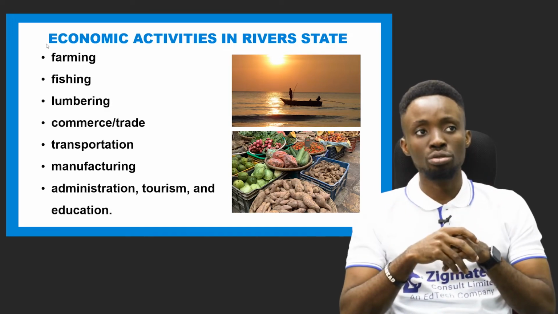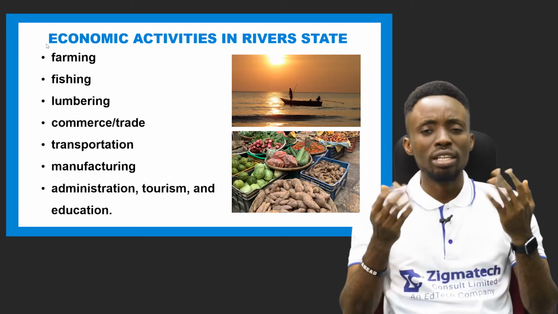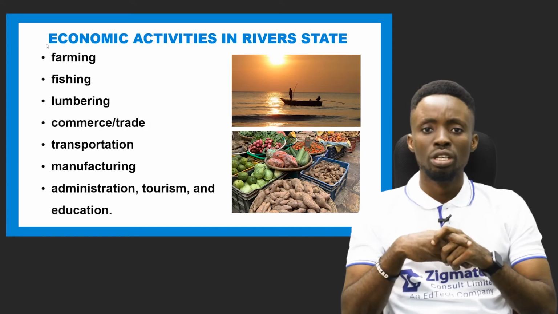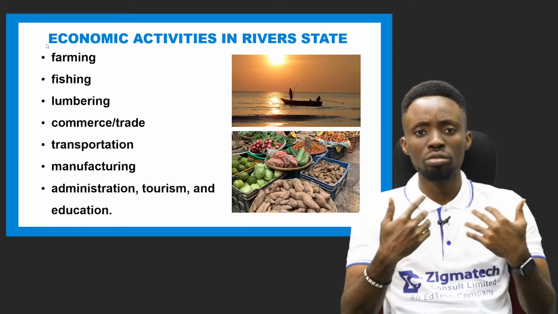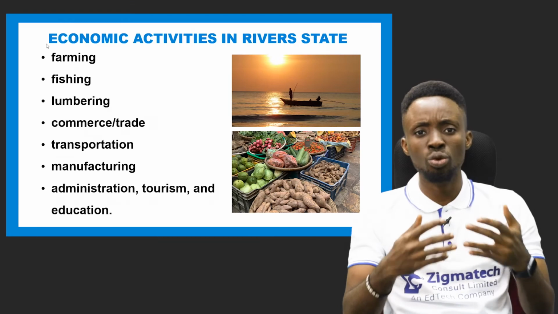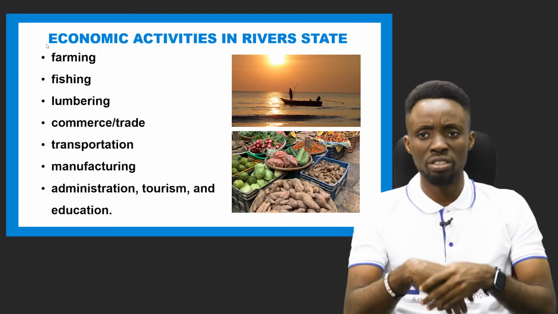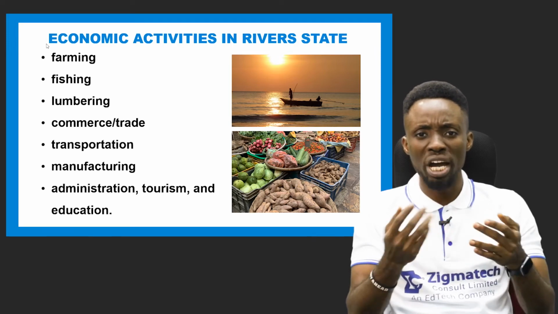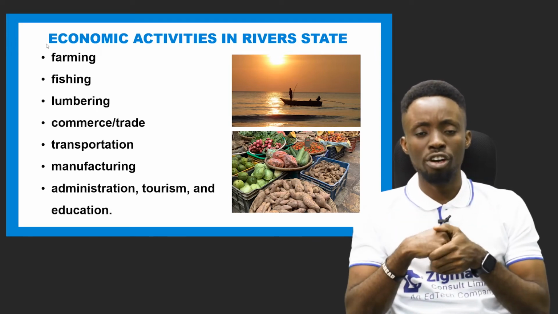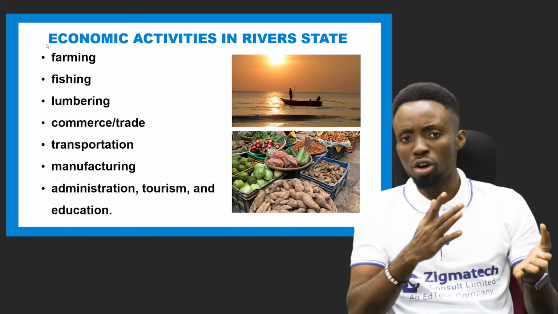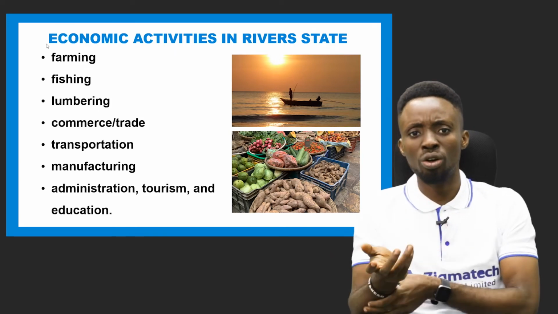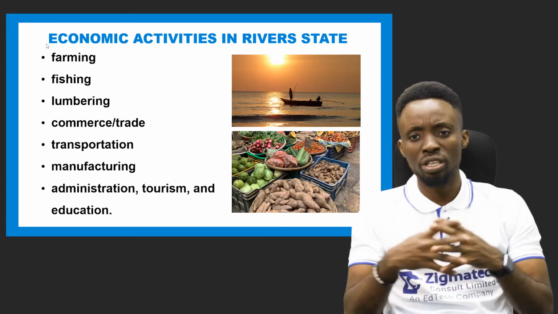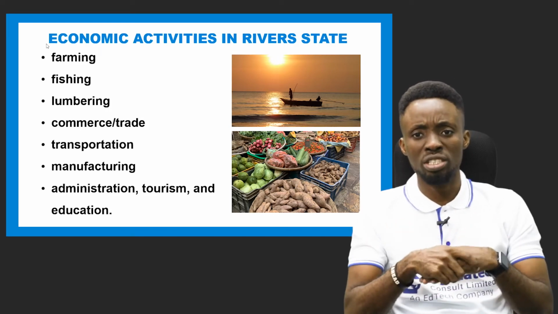Now, if you go to local government areas like Obiakpo, Port Harcourt, like Eche, we have a good amount of commercial activities going on in these local government areas. So these are some of the economic activities you can find, where you have people buying and selling, selling one commodity or the other, or moving one commodity from one local government area to the next local government area. And we also have transportation activities.